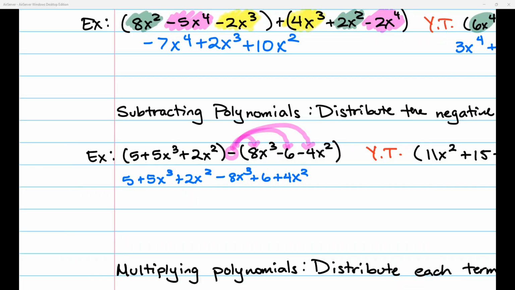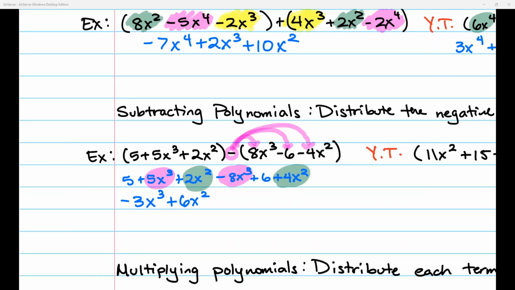I'm going to look for the biggest exponent I have, and in this case, the biggest exponent I have is the cubics. So I got 5 of these x cubes here, and then I'm going to subtract 8 of them. 5 minus 8 gives me a negative 3x cubed. I look for the next biggest exponent, and looks like it's going to be powers of 2. I got a positive 2x squared here and a positive 4x squared here. 2 plus a 4, that's going to give me a positive 6x squared.